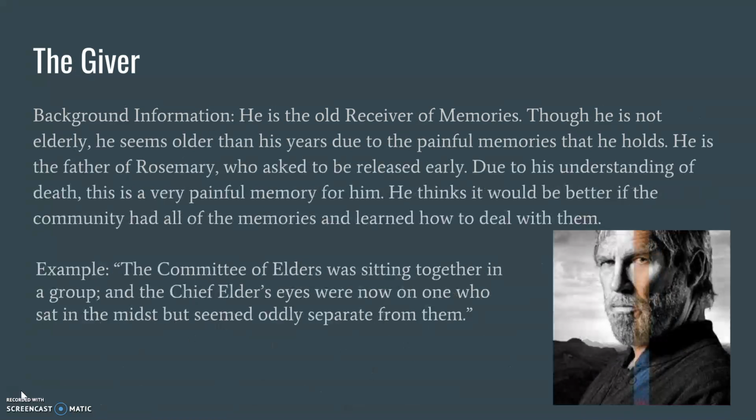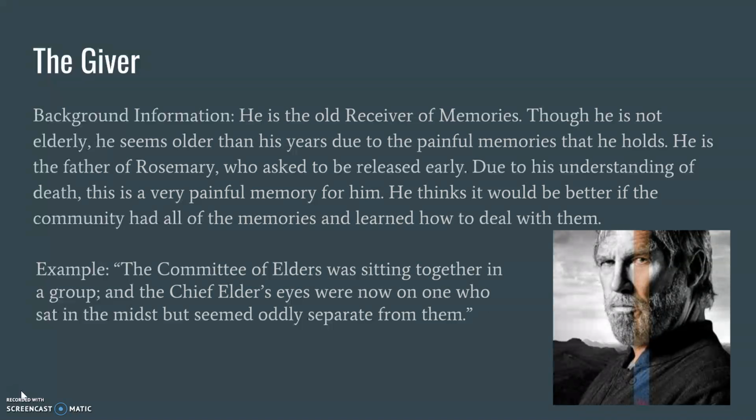Moving on, we're now going to look at the character of the Giver. Some background information on him is that he is the old receiver of memories, and though he is not elderly, he seems older than his years due to the painful memories that he holds. He is the father of Rosemary, who asked to be released early, and due to his understanding of death, this is a very painful memory for him. He thinks it would be better if the community had all of the memories and learned how to deal with them. He actually creates a plan for this at the end, which he and Jonas do fulfill, even though we don't see the result of that in this book.